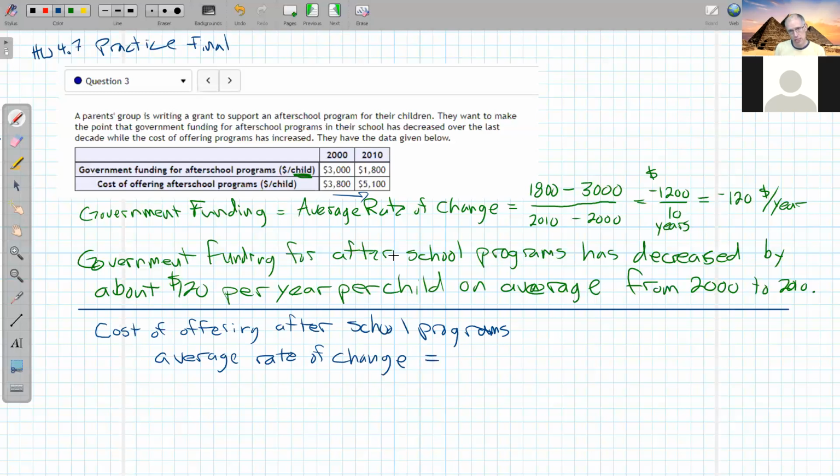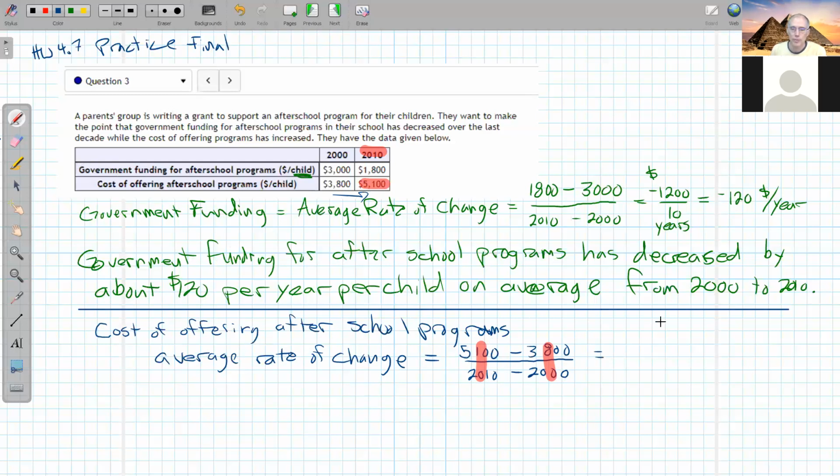And so with the average rate of change, we usually take the newer number minus the older number, and that tells us whether things have gone up or gone down. Usually we can see it, but we want to know by how much. So 5,100, take away the earlier amount of 3,800, over the years 2010 to 2000. And when we make these, we want to make sure the dates and values line up. So notice 2010 goes with the 5,100. Those things have to line up to get it right.